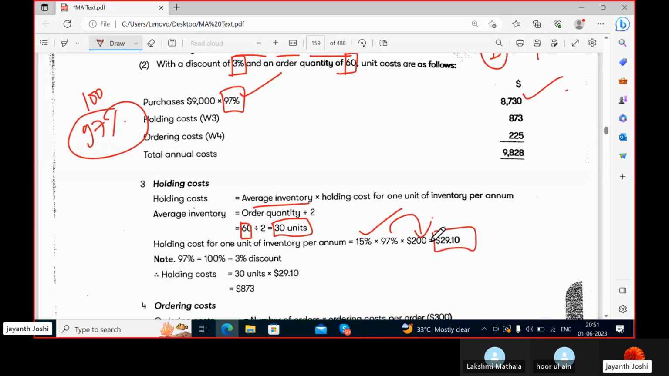So 29.10 is my holding cost per unit. And then 30 units, my average inventory, into the holding cost per unit will give me the holding cost. So I took the holding cost.